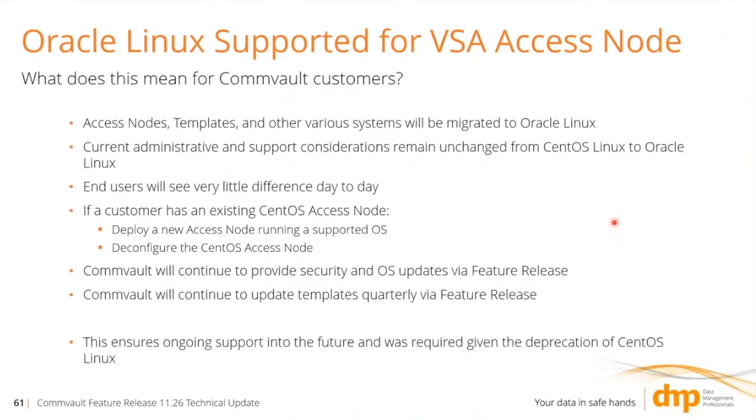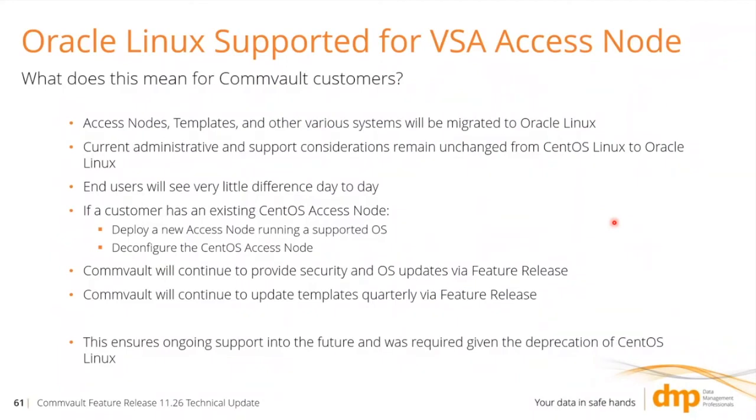So does that mean anything for existing Commvault customers which have that CentOS VSA proxy node, the access node? Access node templates and other systems will all be migrated to Oracle Linux. So if you have new deployments to do and you need to download a new media kit, that will automatically be based on Oracle Linux. Administrative and support considerations remain unchanged. End users will see very little difference day to day.